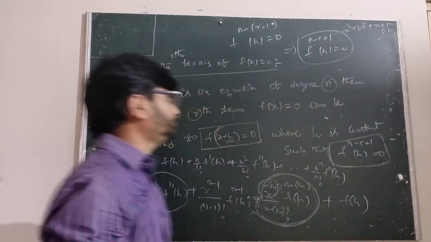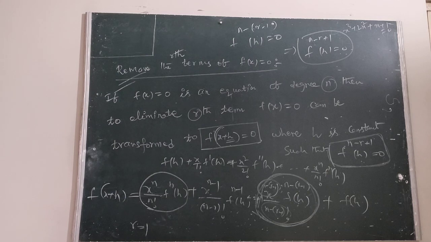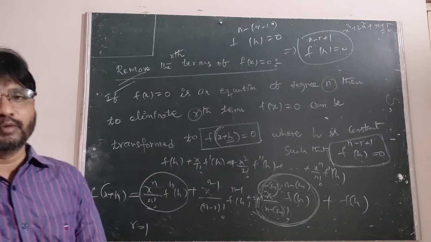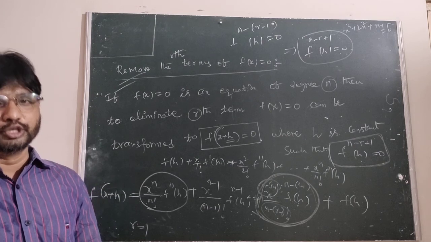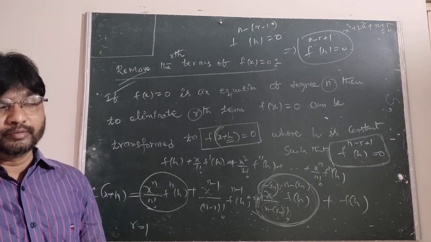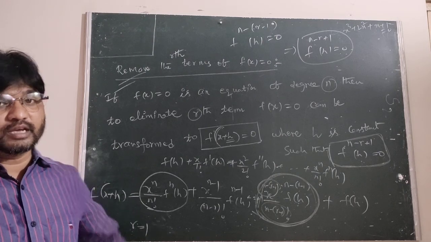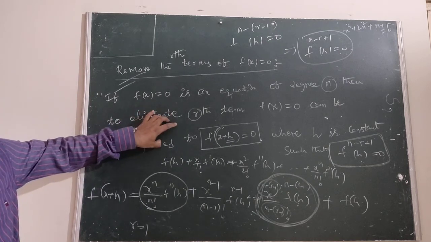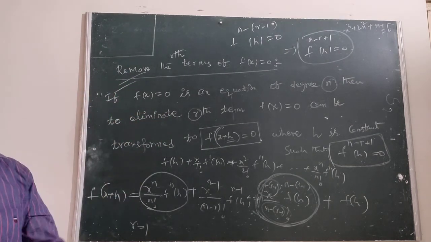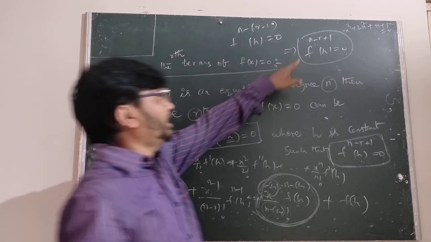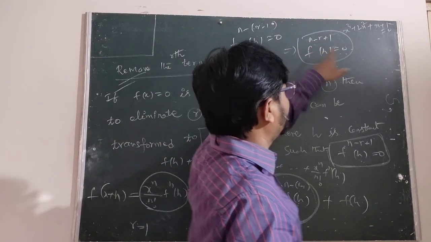This is how to remove the rth term of the nth degree polynomial f of x equal to 0. Then it can be taken as f of x plus h equal to 0, where h is the constant such that f^(n minus r plus 1) of h equal to 0.